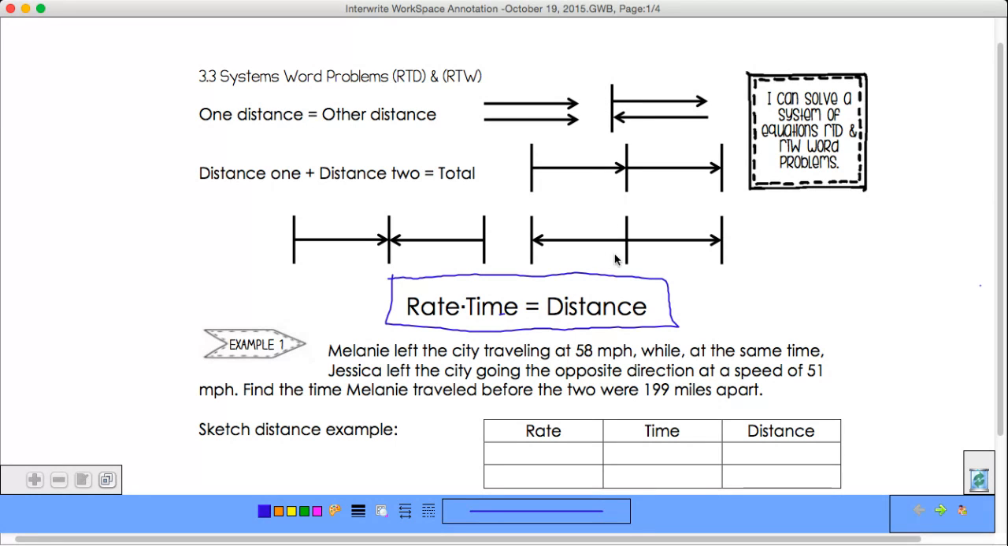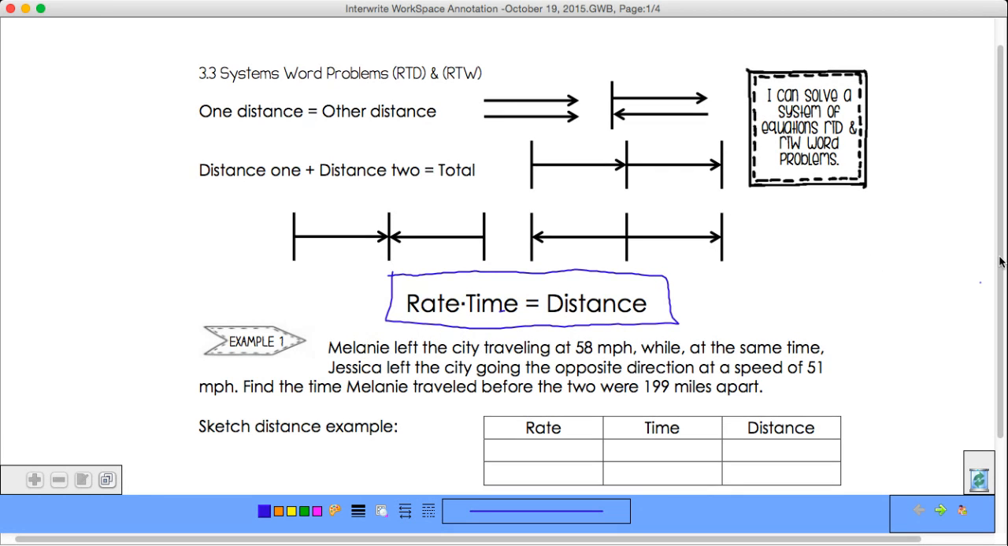We also could have ones like this where they're traveling in opposite directions, or they stop and then they travel farther, where we need to add the two distances. So we'll start with a picture each time to give us an idea of how to set up our equation. But the basic idea will always be rate times time equals distance.